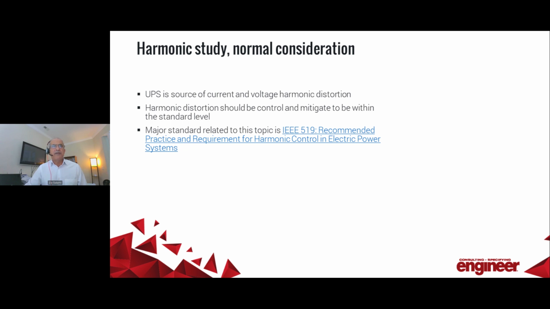Here, just a summary of that one. UPS is a source of current and voltage harmonic. Harmonic should be evaluated, controlled and mitigated, because power quality is a hidden problem that sometimes you may not notice and it can create a lot of problems. Again, the topic here is not harmonic, but I just want to point it out. The major standard related to harmonic is IEEE 519. That would be something that you can refer to.